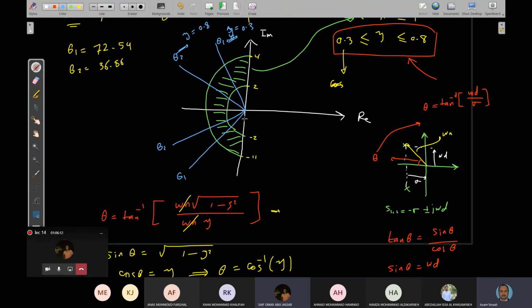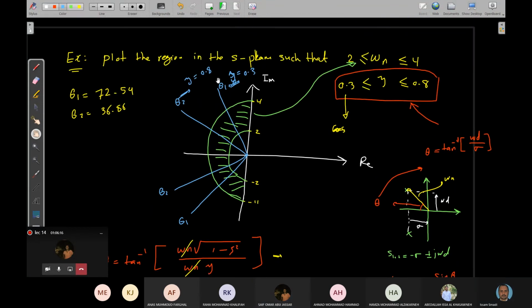Okay. Now, where is the range that I'm searching for? I'm searching for the range that fulfills the two relations here. Where is it? The intersection. The range is the intersection, and you will get one region.